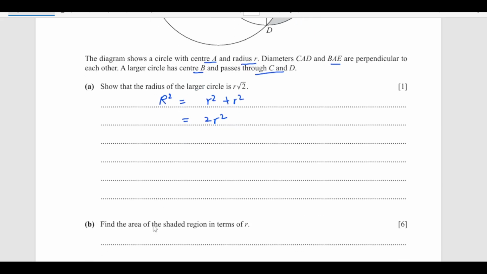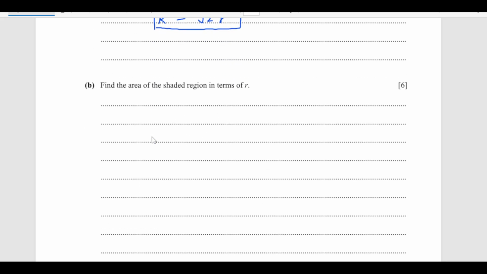So, then R is square root of 2r squared. So, this is square root 2 r. So, this is the radius of the larger circle. So, we got the radius of the larger circle. Now, next find the area of the shaded region in terms of r.